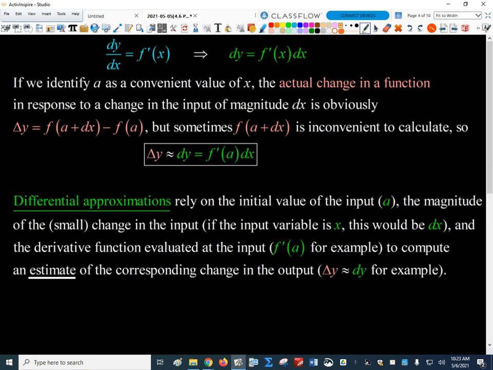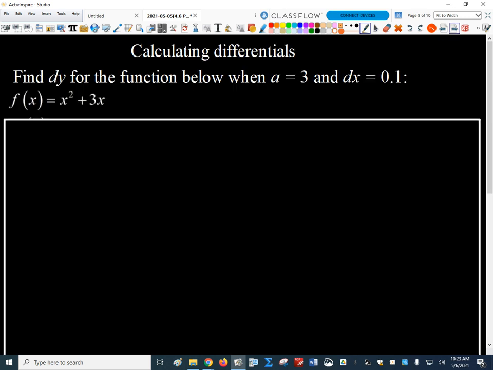So these differential approximations rely on the initial value of the input, a, okay? The magnitude of the small change of the input, which we're going to call dx, if x is our variable, which usually it is, right? Doesn't always have to be, though. And we need to know the slope of the tangent line, which is just f prime of a. So let's look at an example then. We've got this function, f of x equals x squared plus 3x. Let's make an estimate here of the change in the function's value when we start at 3 and we tweak the x value, we move horizontally by 0.1. Okay?